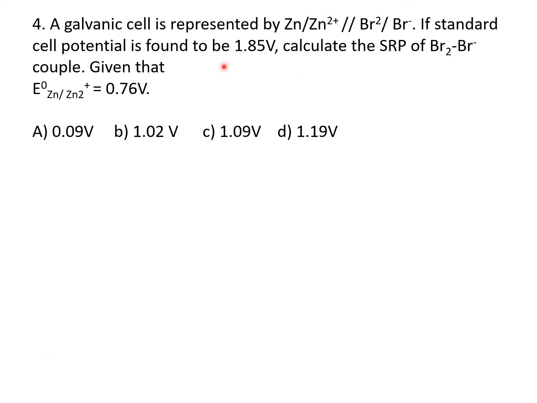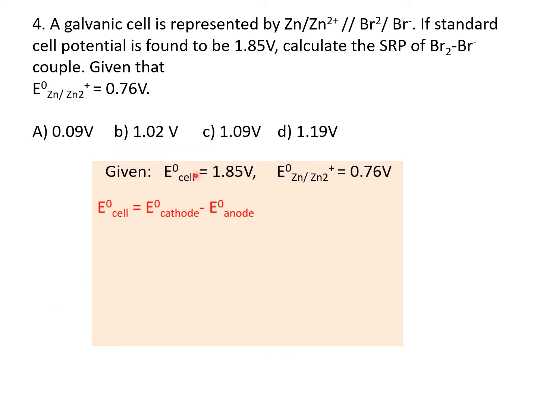And the fourth one, a galvanic cell is represented like this: zinc and bromine. If the standard cell potential is found to be like this, calculate the standard reduction potential of the bromine couple, given that the zinc electrode potential is given. The standard electrode potential of zinc is given, and they are asking about bromine, and the cell potential is also given. E cell, we know the formula already: E cell is equal to cathode minus anode. E cell and zinc are given. You need to add over here, and bromine we need to find. That is the couple they are asking.